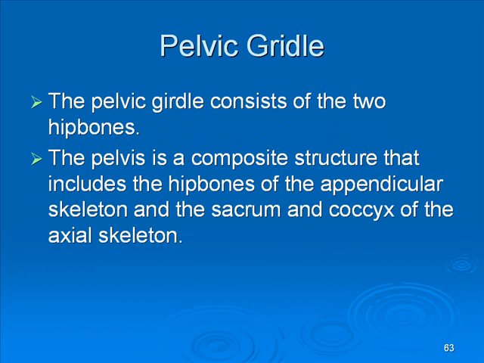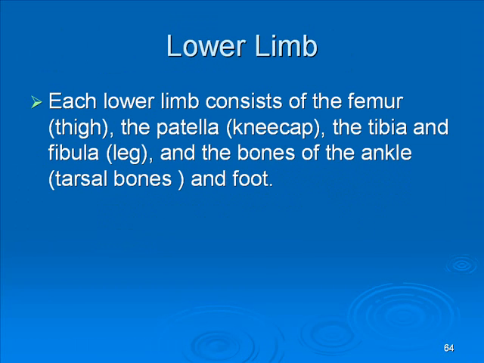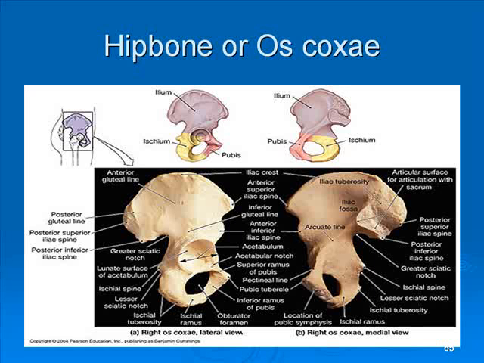Pelvic girdle consists of 2 hip bones. Pelvis is a composite structure, includes hip bones and the appendicular skeletal system. We'll see some components of the axial skeletal system playing a role in this as well: the sacrum and the coccyx of the axial skeleton. Each lower limb consists of a femur or a thigh bone, a patella or a kneecap, then a tibia and fibula. Remember, the fibula does not bear any weight, only the tibia bears the weight in the lower extremity. Then there are the bones of the ankles, similar to what we saw in the hands, except for lower they're referred to as tarsal bones, which form the bones of the foot. We'll talk about those in just a little bit.